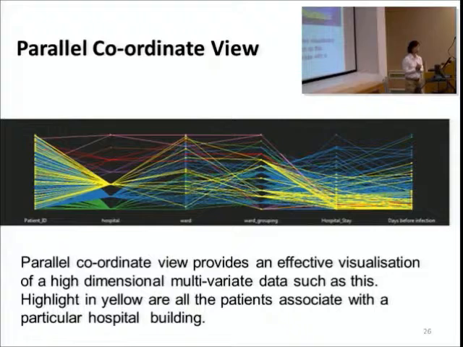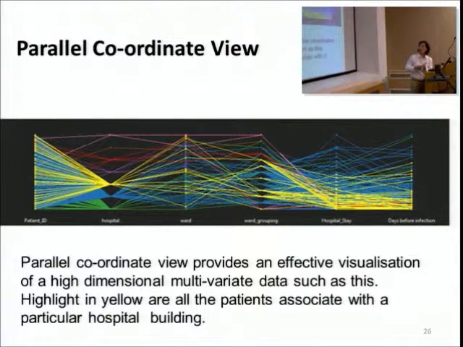Ross mentioned parallel coordinates, which is a very useful technique to analyze high-dimensional multivariate data. So in this example, I just put 6 different features concurrently. You can look at the patient ID, the hospital, the ward, what grouping is the specialty, how long they stay, and how long they stayed before they became infected. So now you can look at that. We highlighted the hospital building CH.